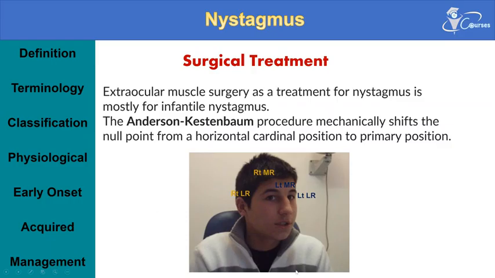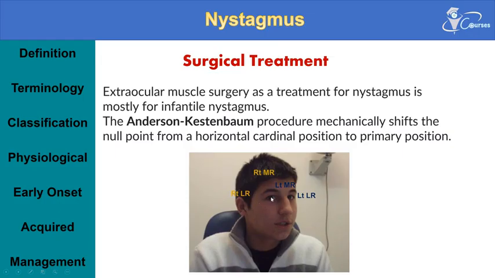Okay, so this patient is trying to relieve the diplopia. So how can we help him? How can we bring this null point into the primary position? This can be done by horizontal recession and resection of the horizontal recti. Okay, so how to do so?